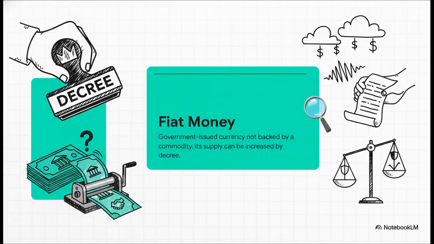Fiat is Latin for "let it be done." It's money purely by government decree. Its value isn't backed by a scarce commodity, it's backed only by the authority of the government that issues it. And here's the critical part. Its supply is no longer constrained by the difficulty of mining something out of the ground, but only by the political decisions of a few people.